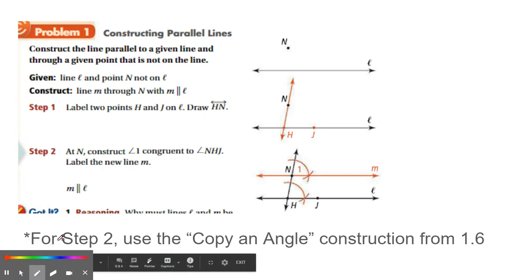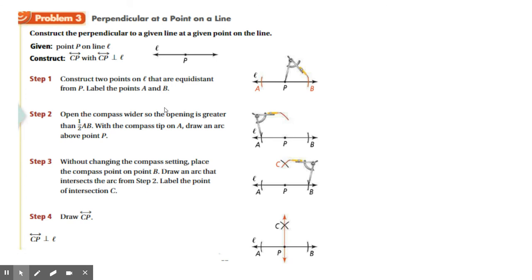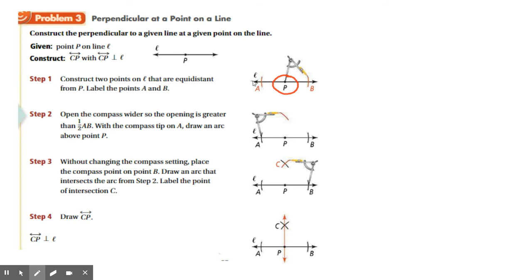Here's your constructions for parallel lines. Parallel line construction is a toughie, so be aware of that. Here's your perpendicular to a point on the line. So again, in this picture here, P was on the line. So notice you still want those 2 points on either side equally distant from P. And then here's where you draw your one set of arcs, because you know that P is also on that perpendicular.